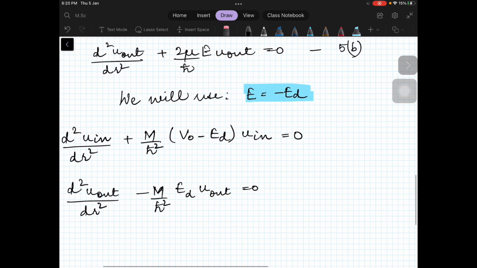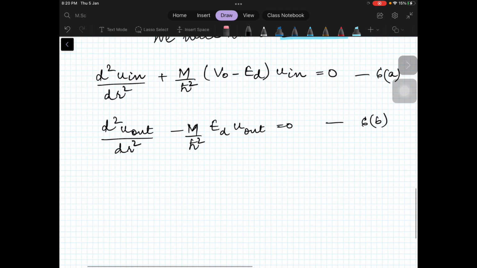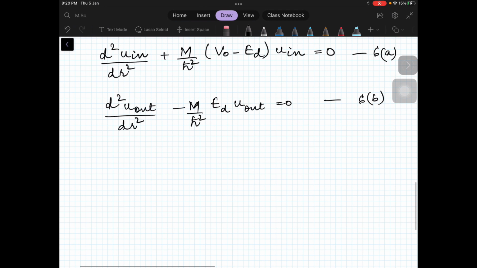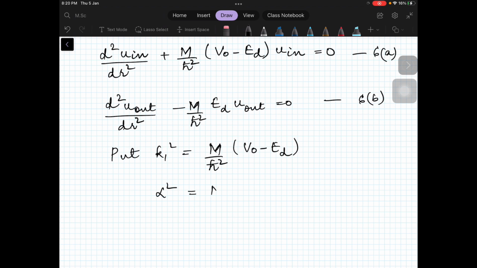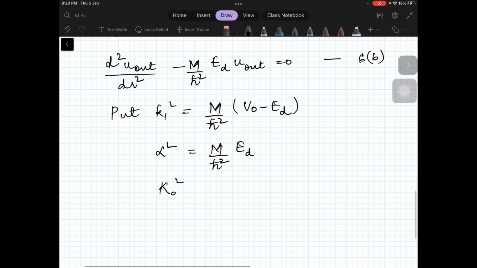Let us name them equation 6a and 6b respectively. Now using some substitutions, we'll try to contract our equations. So we'll put k1 square is equal to m over h cross square (V0 minus ED). D is in suffix, please excuse my handwriting. Alpha square is m over h cross square ED.